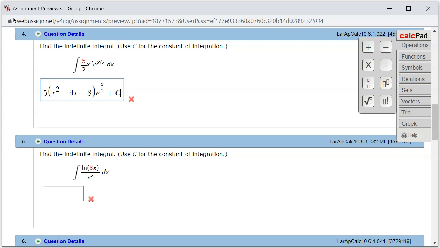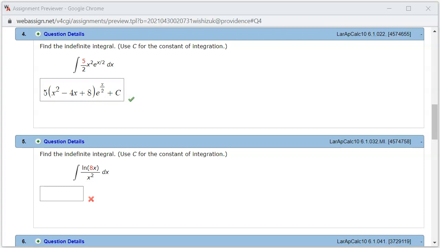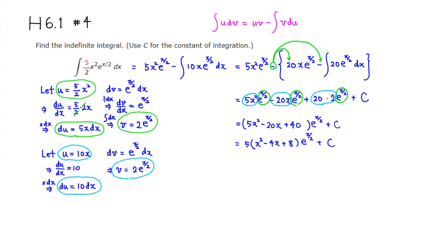All right, let's check the answer. It came back, and it looks like we got this one correct. That's it. I hope that this was clear.